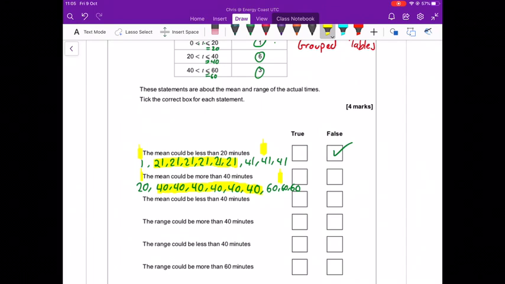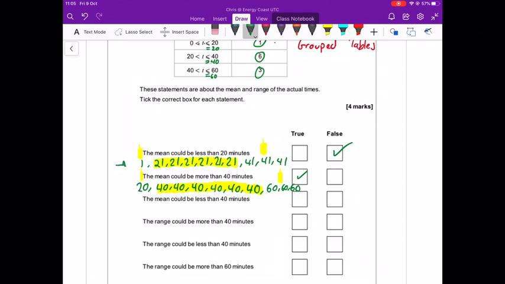This would drag it down a little bit, but then these are going to do more work because there's 3 of them that are going to drag it up. So it's definitely possible that the mean could be more than 40. I'm not going to even bother working it out, but if I did, I know that the mean would end up being bigger than 40 because the 60s are going to drag it up a bit. They're going to drag it up more than the 20 is going to drag it down. Okay, the mean could be less than 40.